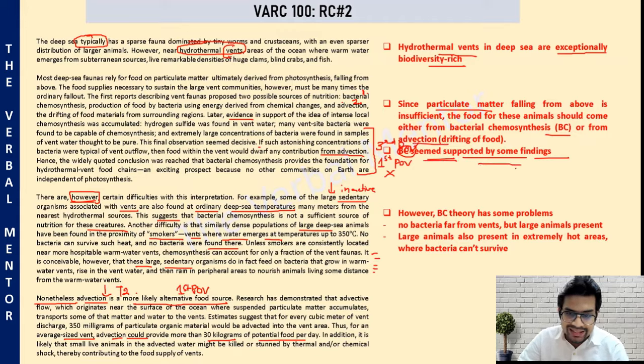Bacterial chemosynthesis has evidence in support. However, it has difficulties. It cannot be the complete source, or else large animals would not live. And finally, he says advection, therefore, theory 2 is more likely to be the food source. This is the thought flow of the passage.